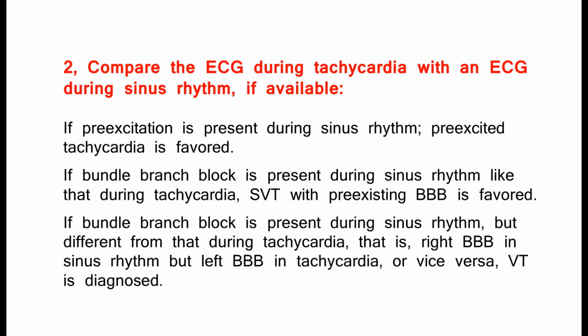If bundle branch block is present during sinus rhythm like that during tachycardia, SVT with pre-existing BBB is favored. If bundle branch block is present during sinus rhythm, but different from that during tachycardia, that is, right BBB in sinus rhythm but left BBB in tachycardia, or vice versa, VT is diagnosed.